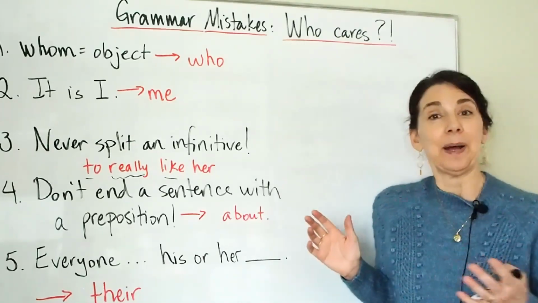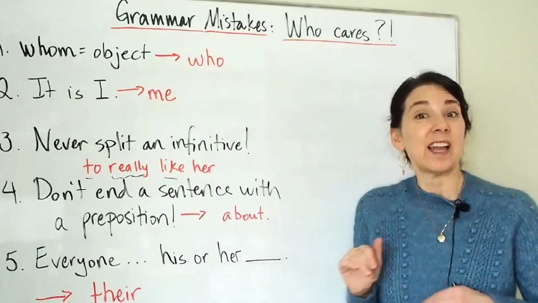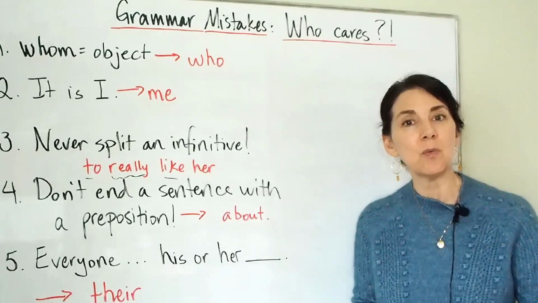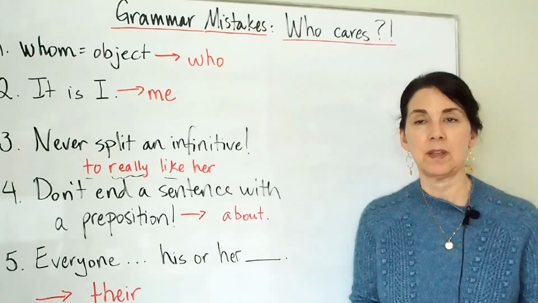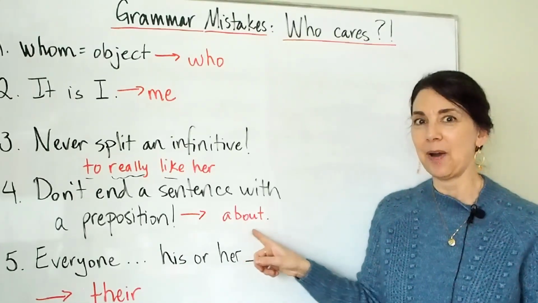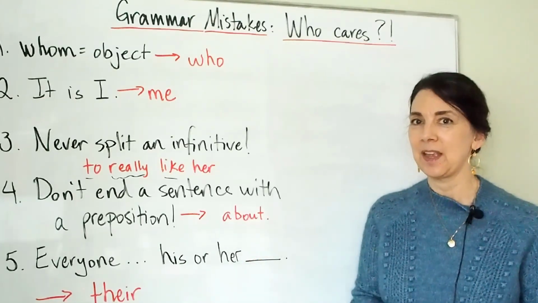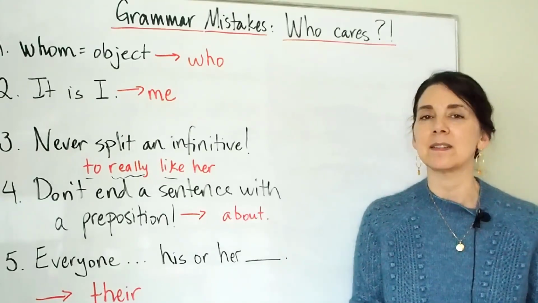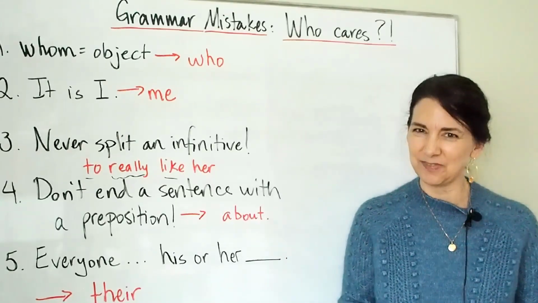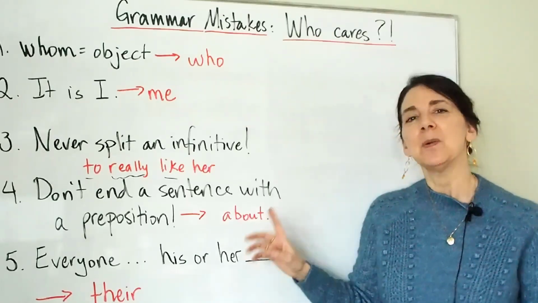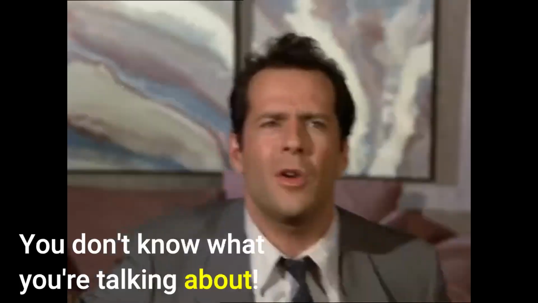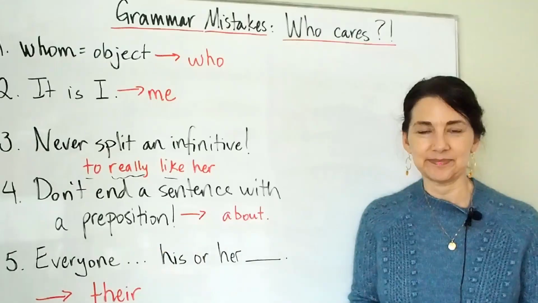In fact, it might even be grammatically correct, and you know what? Nobody cares. For example, I don't know what you're talking about. Well, about is at the end of the sentence. The old grammar rule would say this, I don't know about what you are talking. But that sounds funny, doesn't it? So again, we usually will end sentences with prepositions, no big deal. You don't know what you are talking about.